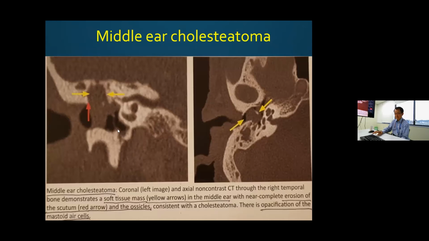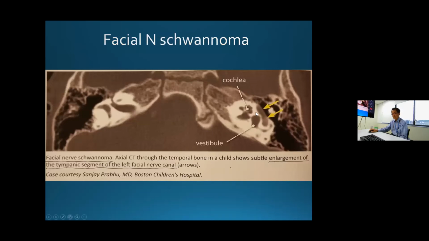Here, cochlea and vestibule, and here you can see some enlargement. That's a segment of the left side facial nerve canal here. That's due to facial nerve schwannoma. So always compare to the other side; something is wrong with it. So the clivus here corresponds to all these air cells in the ear.